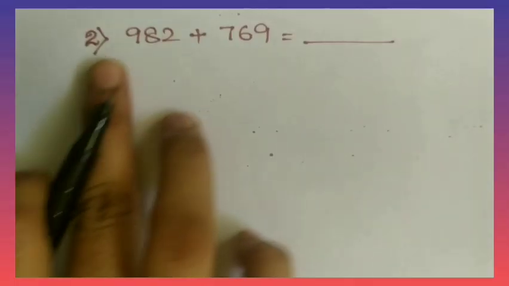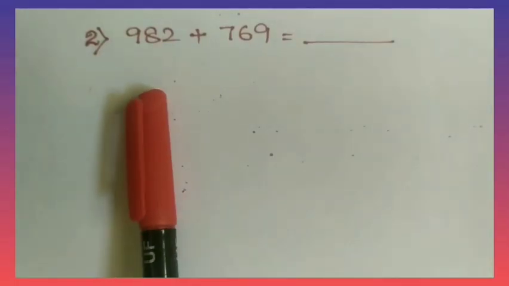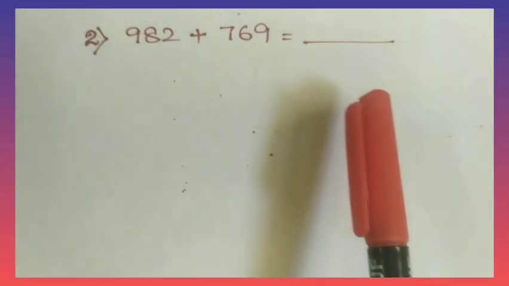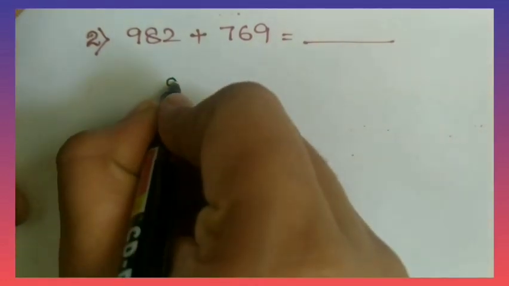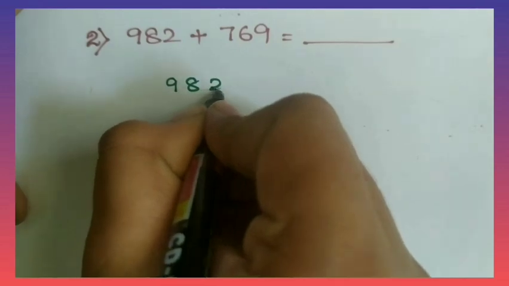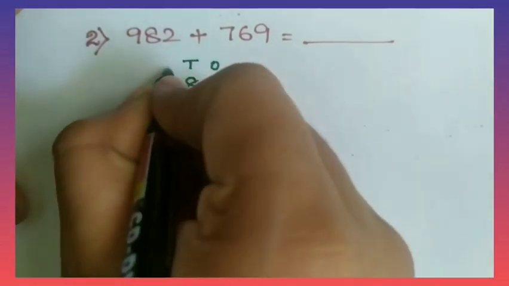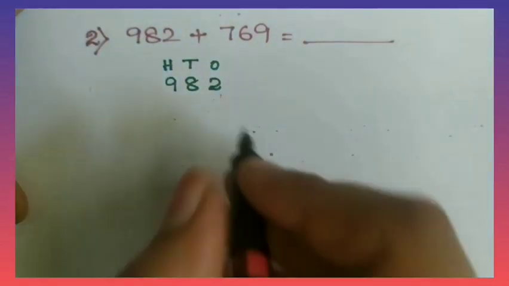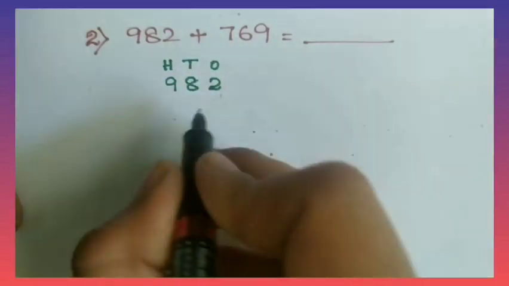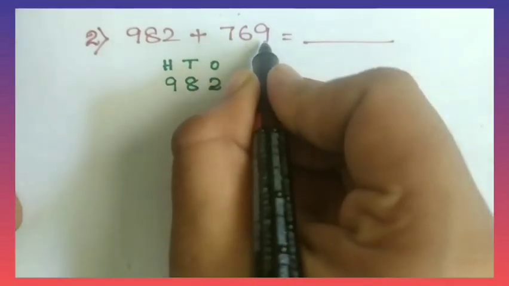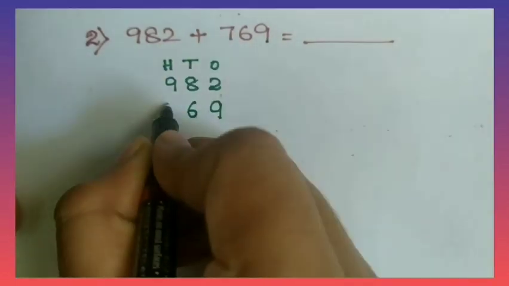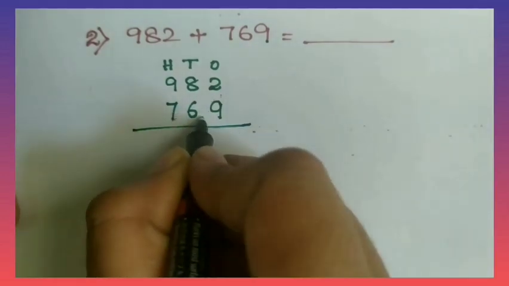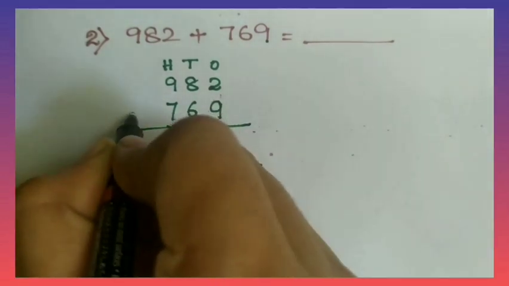Look here, children, second example, 982 plus 769. Okay, first we will write these numbers here. First 982, so ones, tens, hundreds. Next 769. So we will write from the ones place. What is the digit in the ones place? 9. So 9, 6, 7. 769. Now we have to do addition here.